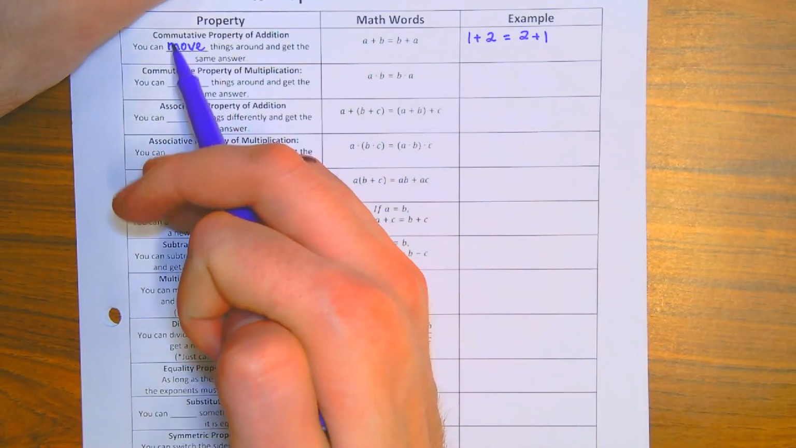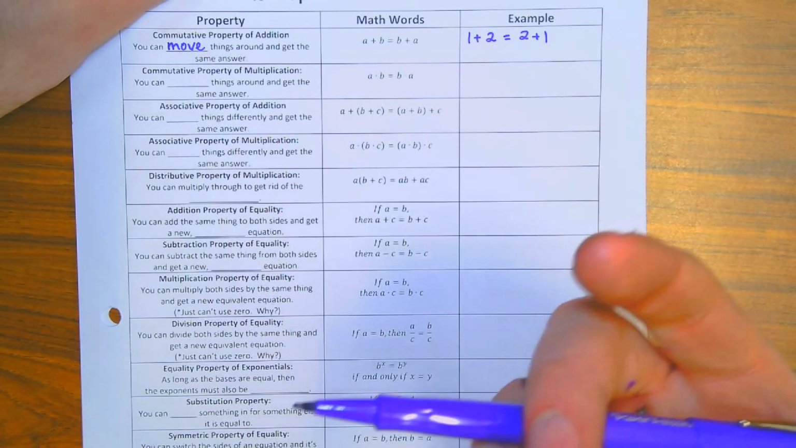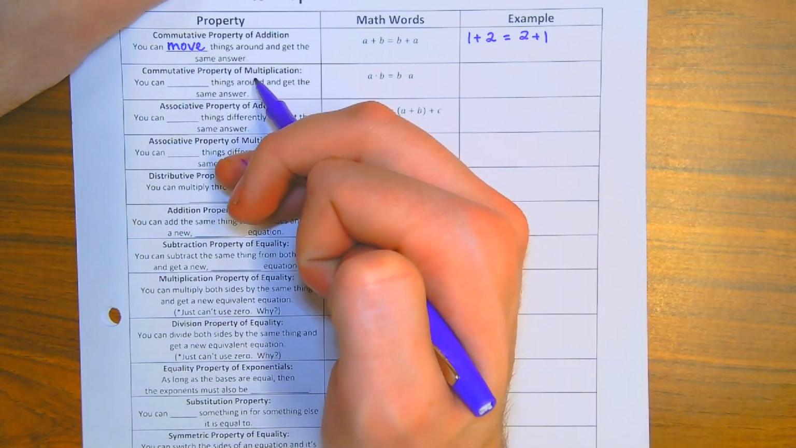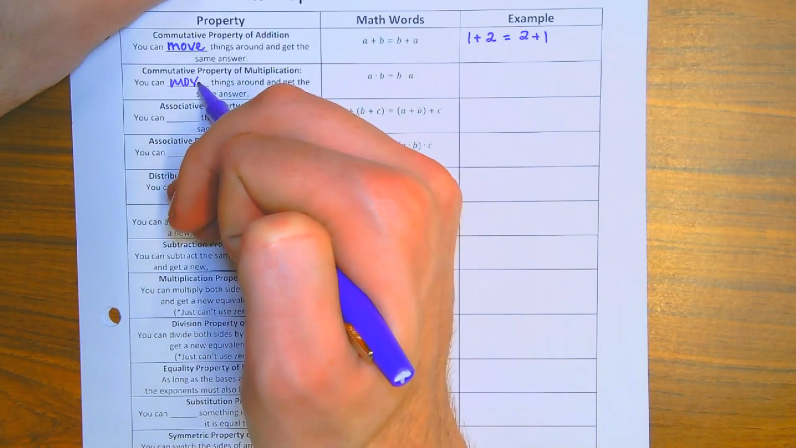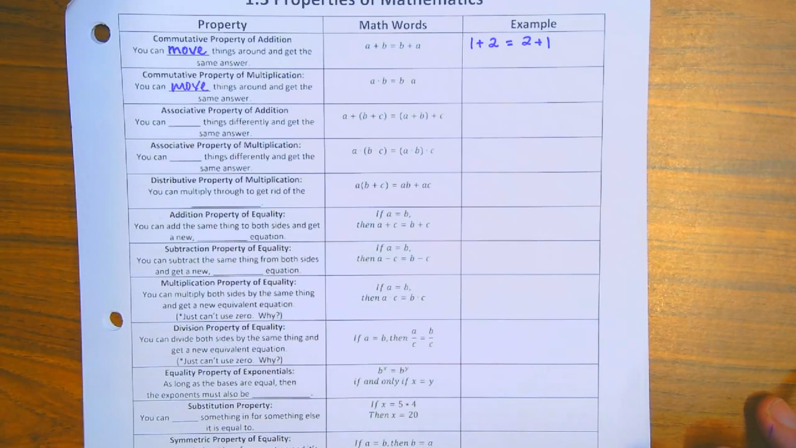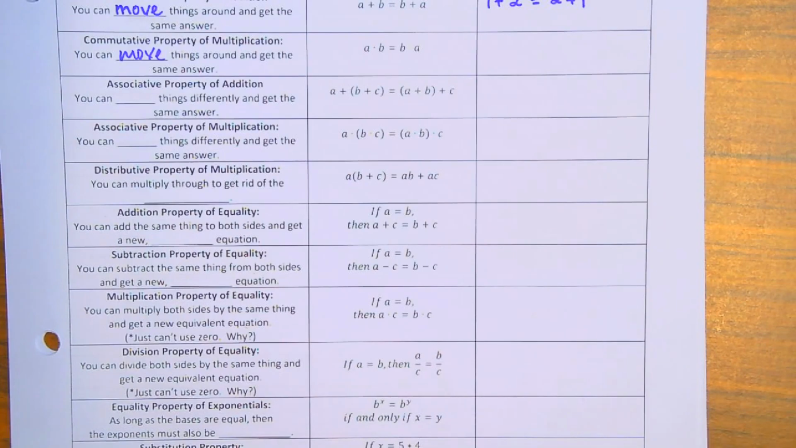And just as the commutative property of addition says you can move things around and nothing changes, you can do the same thing for multiplication. So you can move, again, things around and get the same answer. A times B equals B times A.